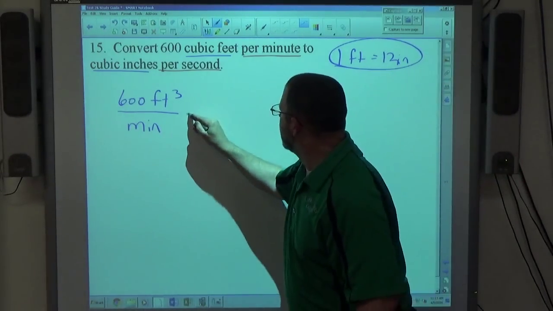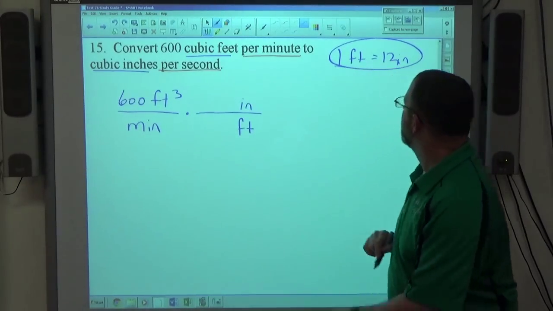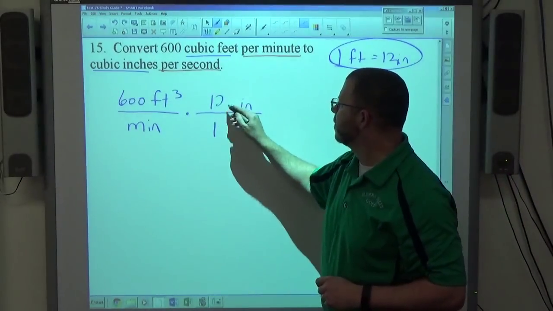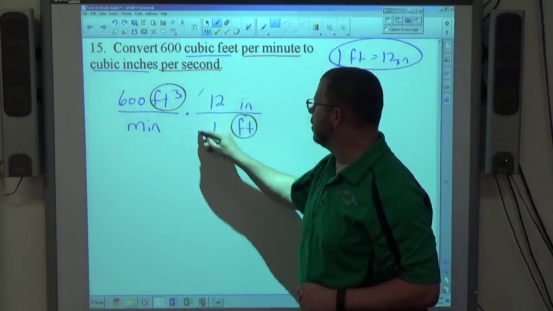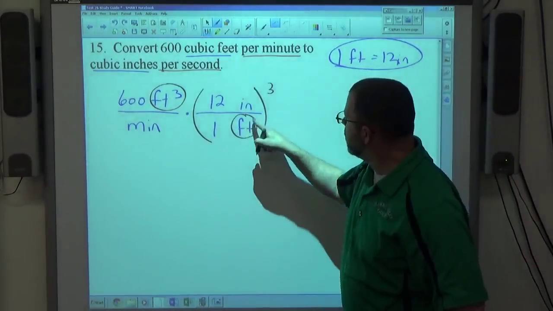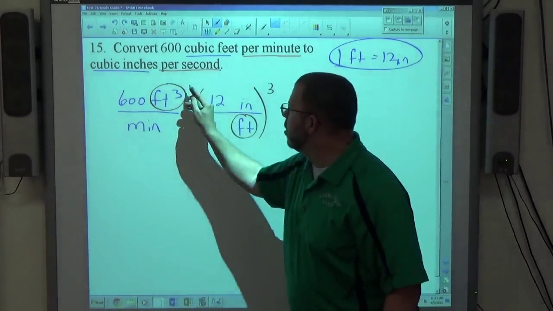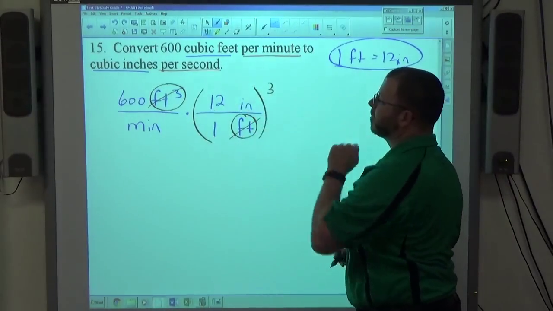So when I multiply, I want to put feet in the denominator, inches in the numerator. The fact is one of these equals 12 of those, so 1 and 12. This right here says cubic feet, this doesn't, so I have to cube this to get the cubic feet to happen. So now this is cubic feet, it's also cubic inches, 12 cubed and 1 cubed. This cubic foot cancels this cubic foot, leaving me with cubic inches, which is what I'm looking for.